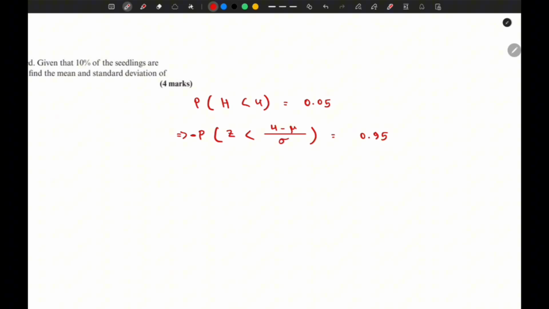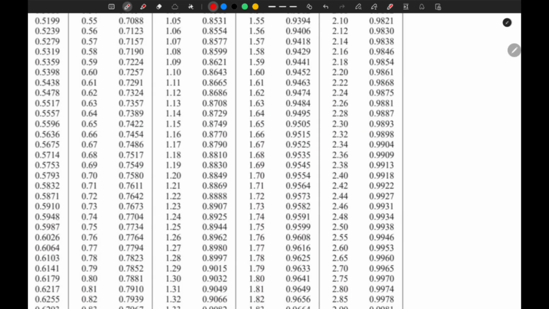Now if we go back to the statistical table, the closest values we can get are these two values. Now the question arises: which one should you take? Because both of them are close to 0.95. The difference is the same. So which one should you take? Always remember that you need to take the first value, which is close to 0.95. So this is the first one, which is close to 0.95. So the value of z is 1.64.